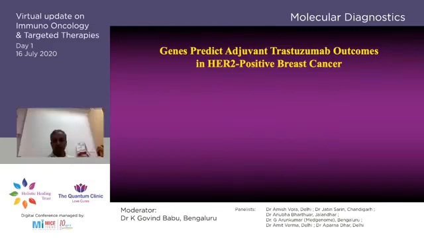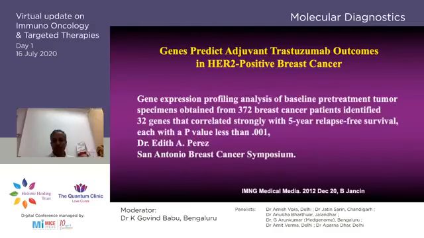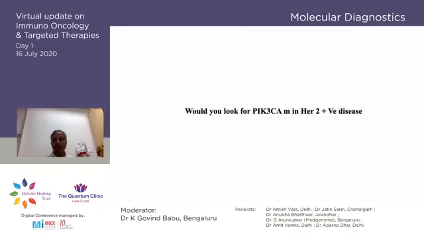So this is one paper, actually an abstract only, which looked at 32 genes in 372 breast cancer patients, and they showed a 5-year relapse-free survival with a p-value of 0.001. This was presented by Dr. Edith Perez in San Antonio. But I have not seen the full paper, so I really don't know how it has gone forward. Okay, we'll look at PI3K mutation in HER2 positive disease.